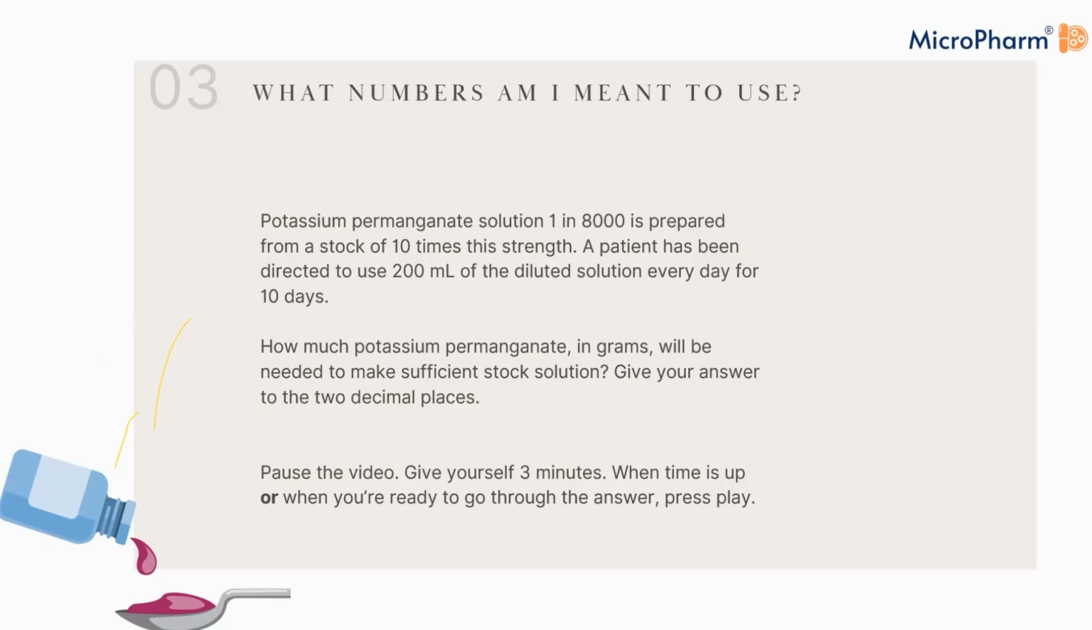Give your answer to 2 decimal places. Like I said before, I'm going to get my phone. I'm going to set a timer for 3 minutes. And when time is up and we're ready to go through the answer, we'll go through the answer. So I'm going to set 3 minutes again.